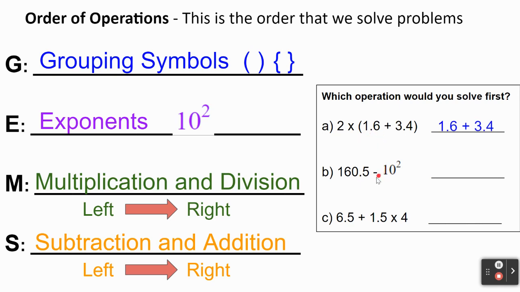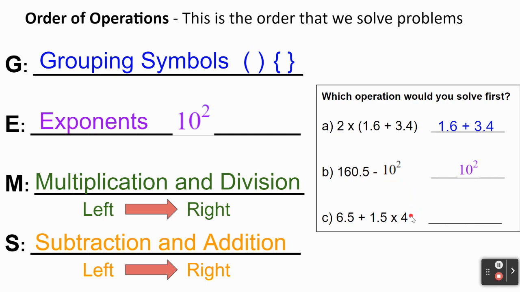Now let's move on to B. First, we're going to see if there are any grouping symbols. In problem B, we can see there are no grouping symbols. So let's move on to the E, which stands for exponents. We can see there is an exponent here, 10 to the power of 2. So that's the first thing we would solve. Remember, 10 to the power of 2 is 10 times 10, which is 100. So after we found this is 100, then we would subtract 160 and 5 tenths minus 100.